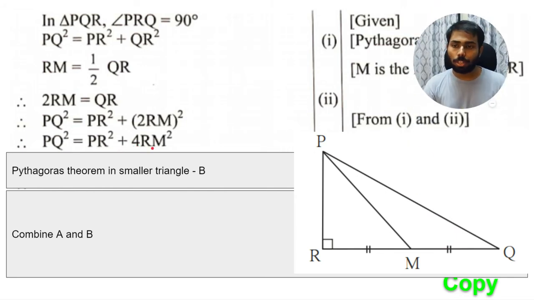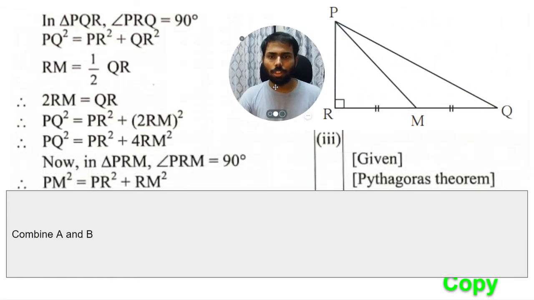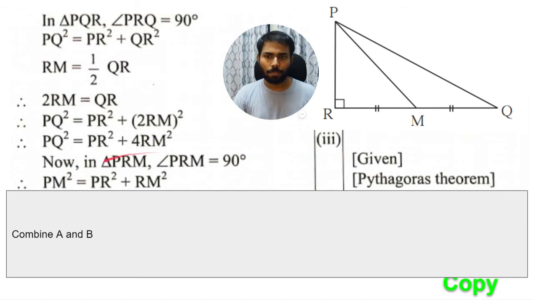Okay. What is the next thing which I'm going to try? I'm going to try using Pythagoras theorem in the smaller triangle now. छोटे triangle में Pythagoras theorem use करते हैं. Okay, so how is that going to look like? It's going to look like this. Okay, in triangle PRM, छोटा triangle, angle PRM is 90 degree, angle R is 90 degree. It was given in the question. Now use the Pythagoras theorem. PM square is equal to PR square plus RM square. So PM square is equal to PR square plus RM square using Pythagoras theorem.